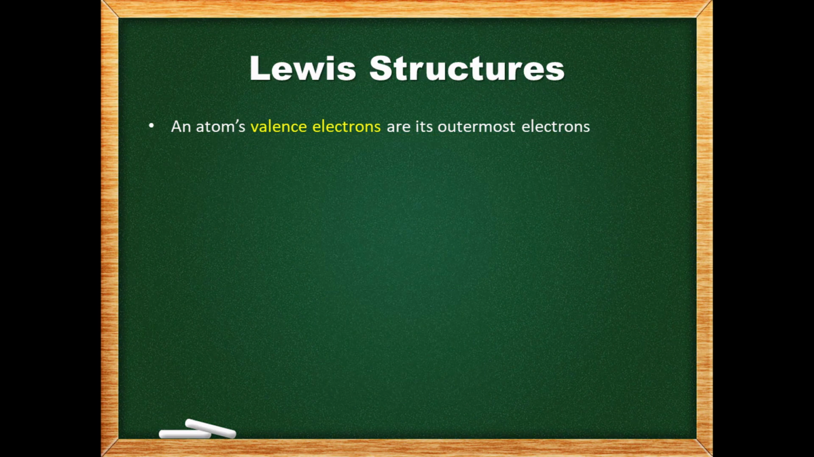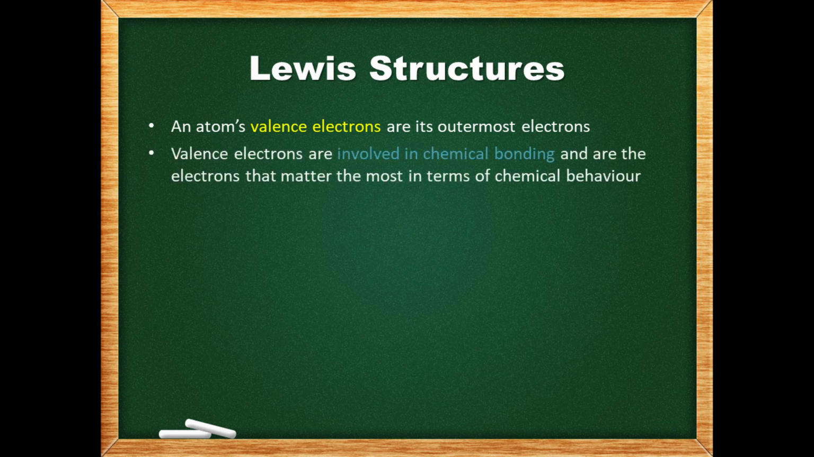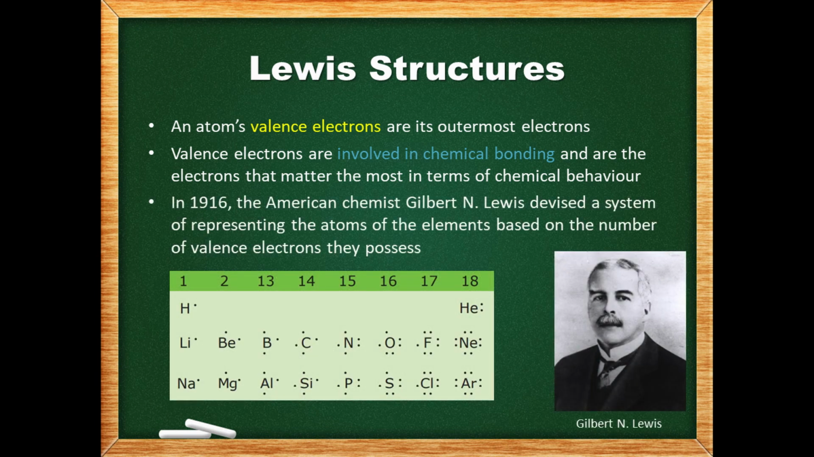We've seen earlier that an atom's valence electrons are the outermost electrons. These electrons are the ones involved in chemical bonding and are thus the electrons that matter the most in terms of chemical behavior. In 1916, the American chemist Gilbert N. Lewis devised a system of representing the atoms of the elements based on the number of valence electrons they possess. Each element symbol is used to represent the nucleus and all of the inner electrons of an atom and is surrounded with a series of dots representing that atom's valence electrons. These electron dot diagrams are called Lewis structures.